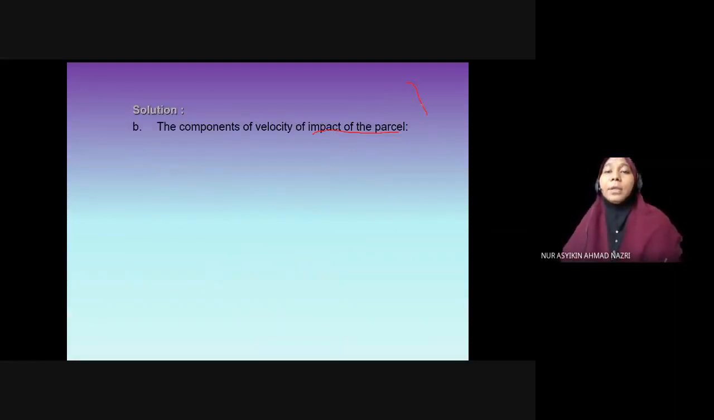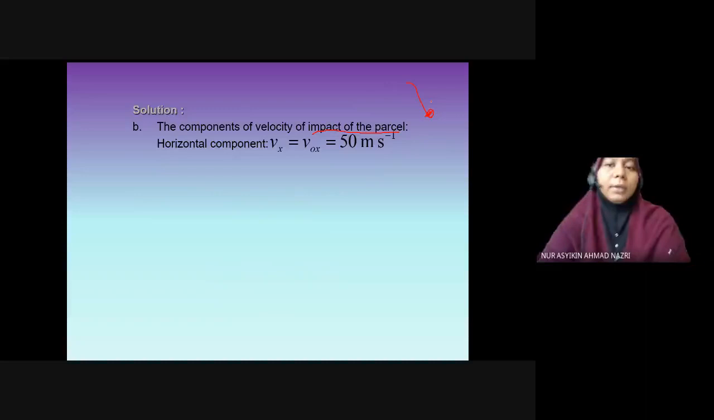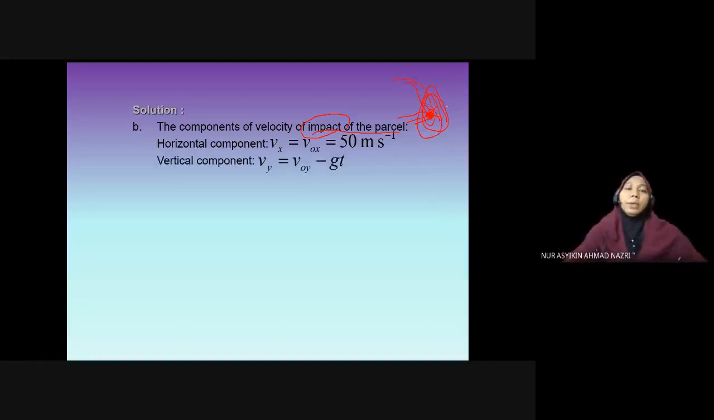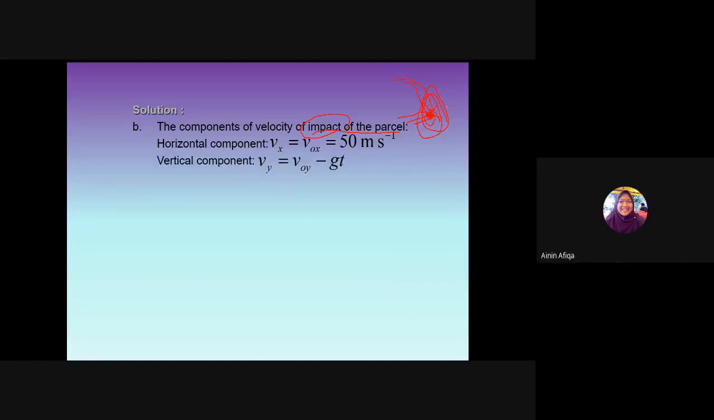Alright, so B, component of velocity of impact of the parcel. So impact ni basically dekat sini lah, dekat point dia jatuh tu. So macam-macam statement, macam-macam ayat dia boleh buat. Macam yang ni dia cakap impact. Velocity of impact. Maksud kat sini lah. Ataupun dia kata before strike the ground. Okay, kat sini juga. Ataupun dia kata at the maximum horizontal point pun boleh juga menunjukkan. Kena cari point yang kat lepas dia turun tu. Okay. Alright, so Vy equal to V naught Y minus GT.